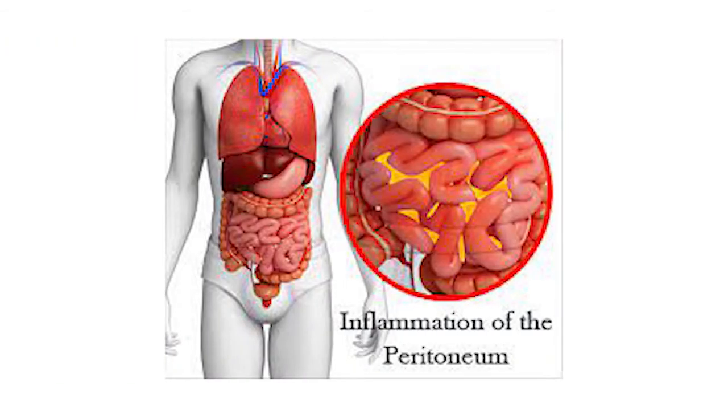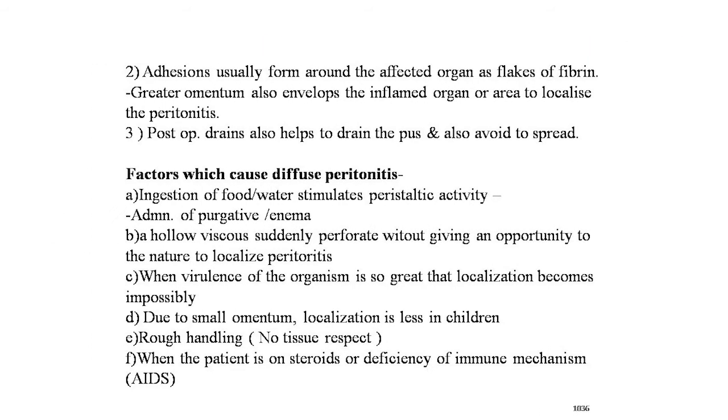The second natural factor of peritonitis is adhesions, which usually form around the affected organs, or flakes of fibrin. The greater omentum also envelops the inflamed organ or area of localized peritonitis. Post-operatively, drains also help to drain the pus and avoid its spread.